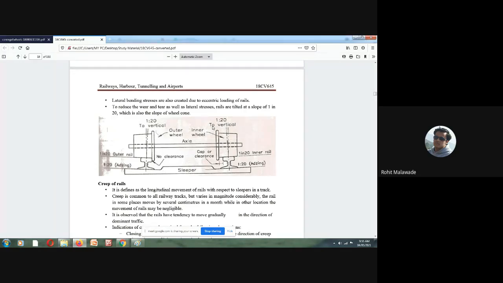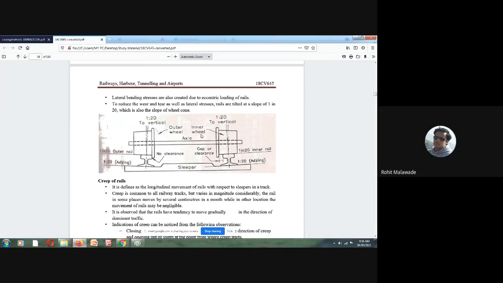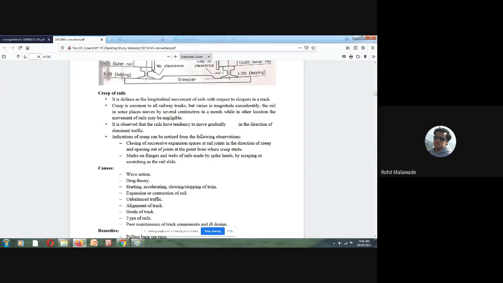Is it clear now? Yes, sir. Sure. Okay. Now, can we go ahead with the creep of rails?